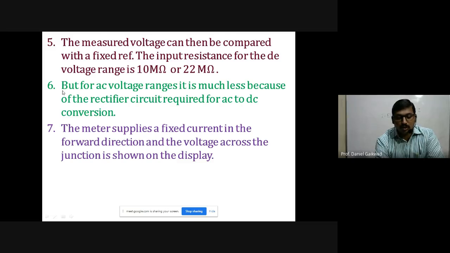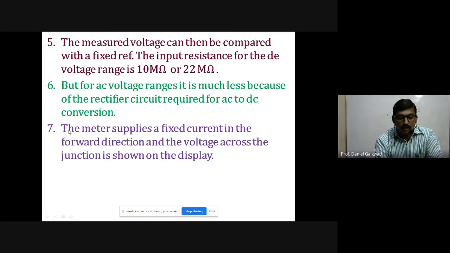And number 6, but for the AC voltage range, it is much less because the rectifier circuit is required for AC to DC conversion. So resistance is less for AC here, because we have to convert from AC to DC, and in that process there is a reduction in voltage here.